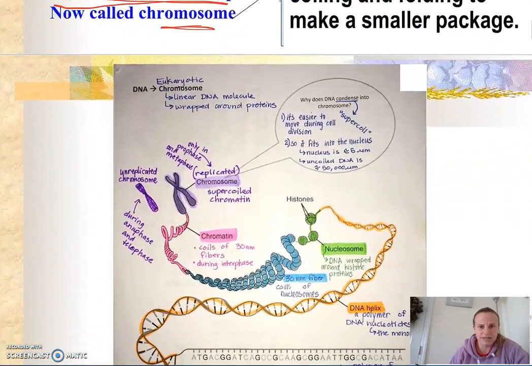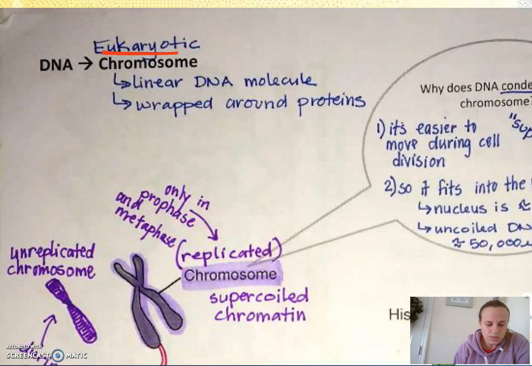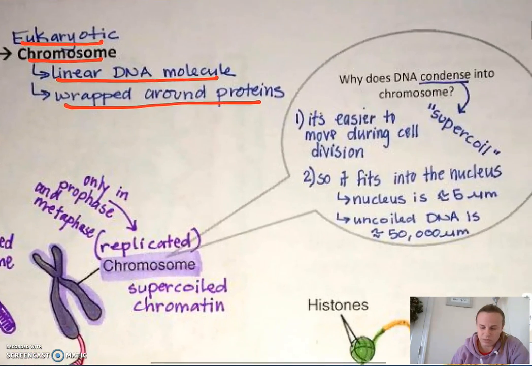So you guys have this worksheet. I just want to annotate it a bit. We're discussing eukaryotic chromosomes, which involves linear DNA that are wrapped around proteins. Those proteins are called histone proteins.